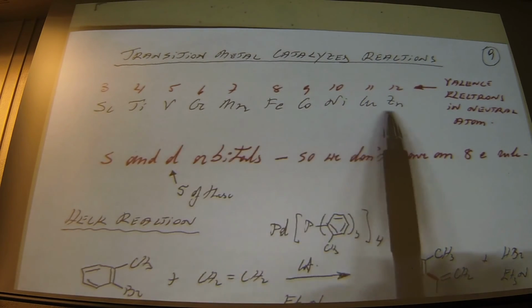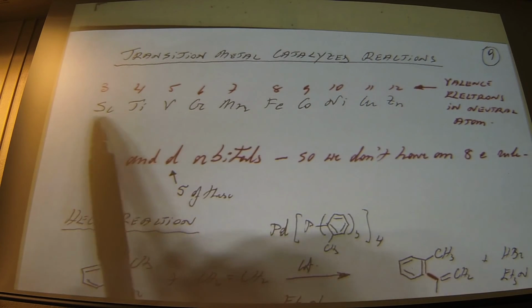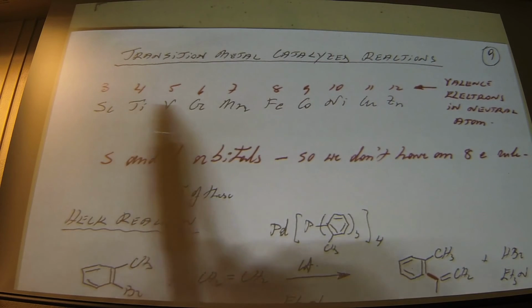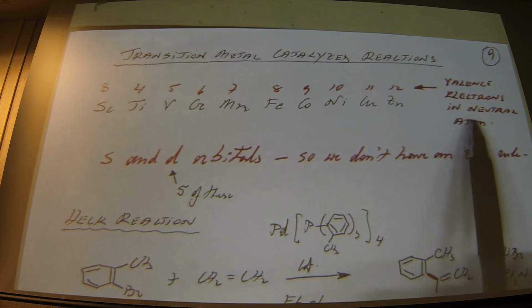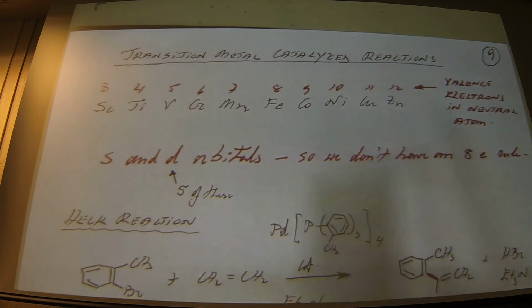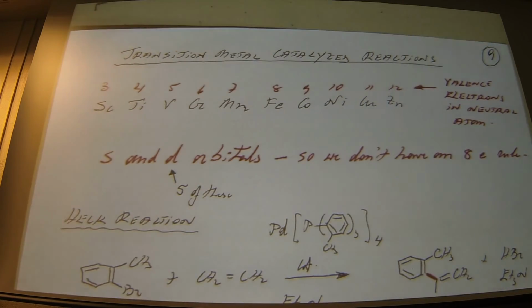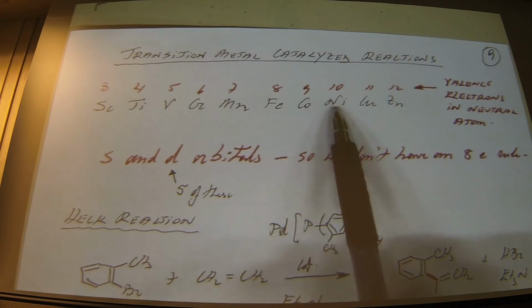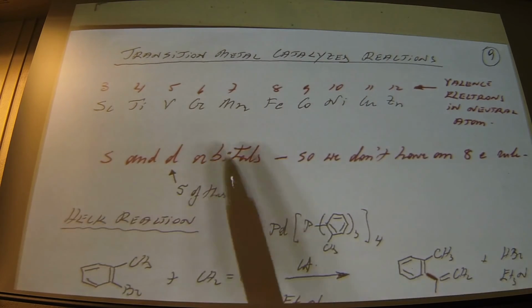I've reproduced that first row, and it starts with scandium. They have these numbers, and the numbers correspond to the valence electrons in the neutral atom. Okay? Now, these metals, and these are all metals, by the way, scandium, titanium, vanadium, chromium, manganese, iron, cobalt, nickel, copper, and zinc.